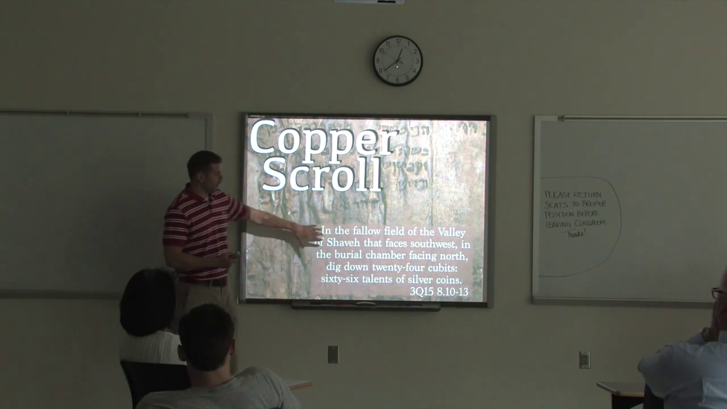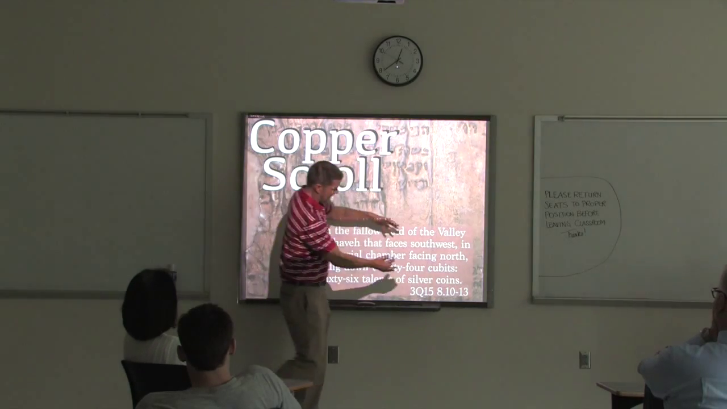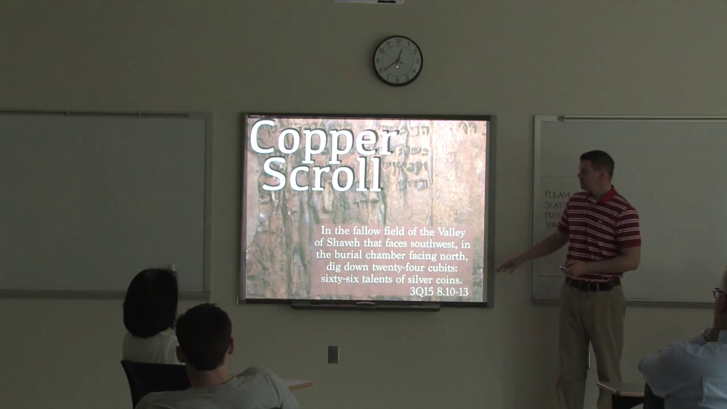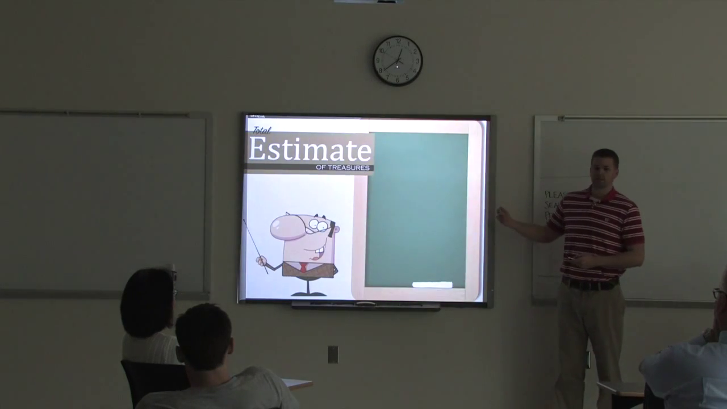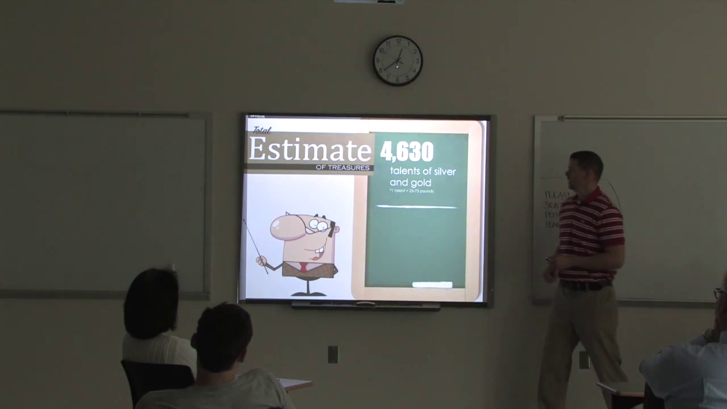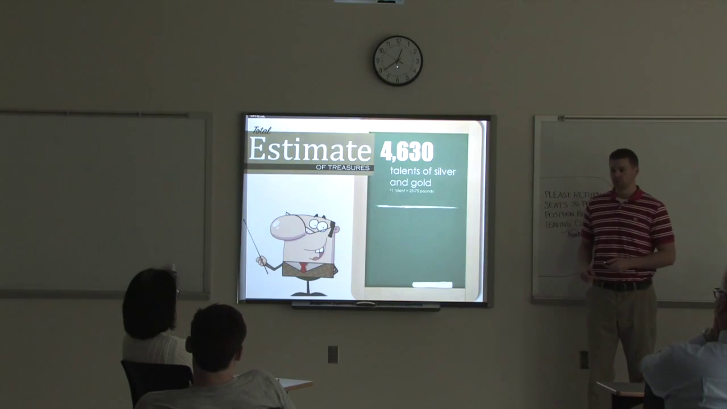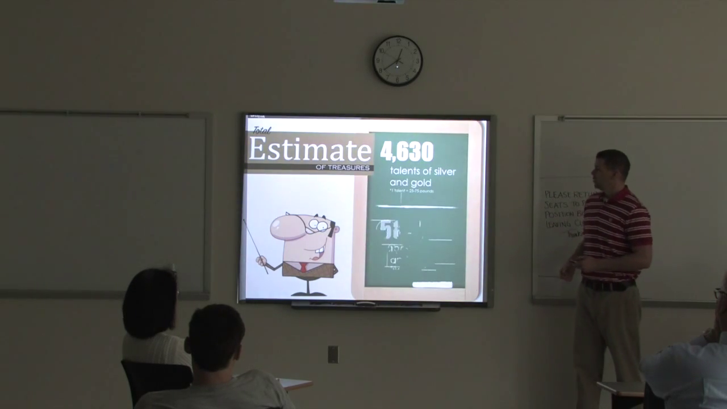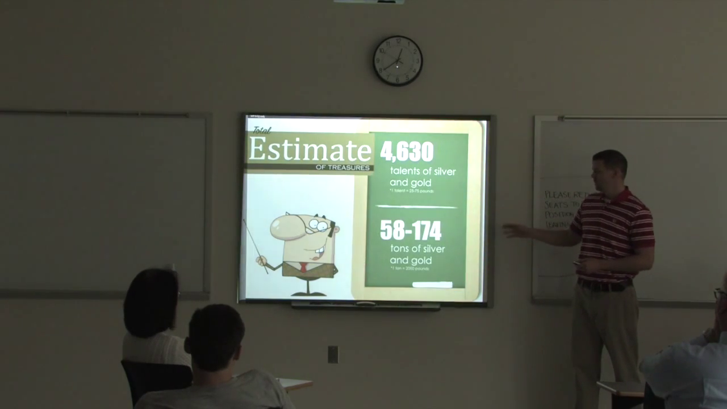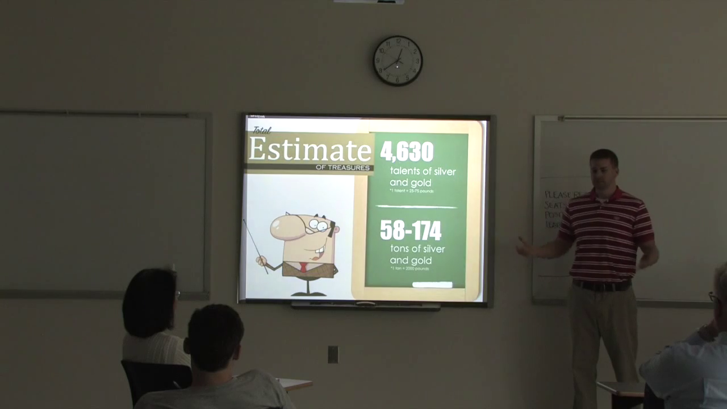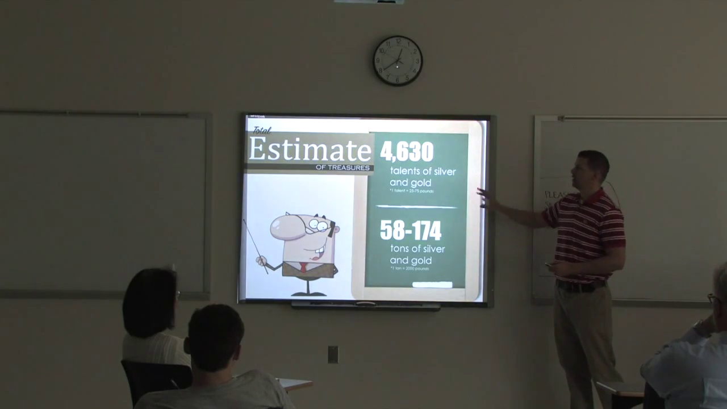So it tells you where to go, and then how to dig or whatever, and then it tells you this is what you're going to find. You're going to find this much money. And what's interesting, if you do the estimates and add all this up, we can estimate about 4,600 talents of silver and gold. And 1 talent equals somewhere between 25 and 75 pounds. But in total, we have between 58 and 174 tons of silver and gold. This is millions and millions of dollars. This is a lot of money.